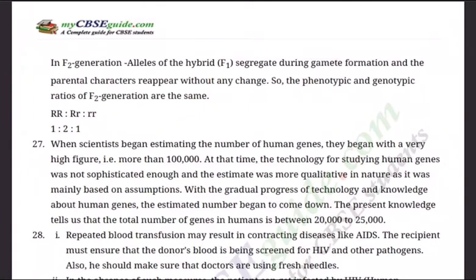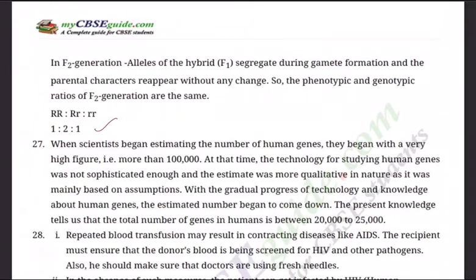In the F2 generation, alleles of the hybrid segregate during gamete formation, and the parental characters reappear without any change. So the phenotypic and genotypic ratios of the F2 generation are the same, that is, capital R capital R, capital R small r, small r small r in the ratio 1:2:1. What is the normal ratio? It should be 3:1, so there is a deviation. Instead of 3:1, it is 1:2:1 because of incomplete dominance. You can also explain this answer by putting a cross, okay?